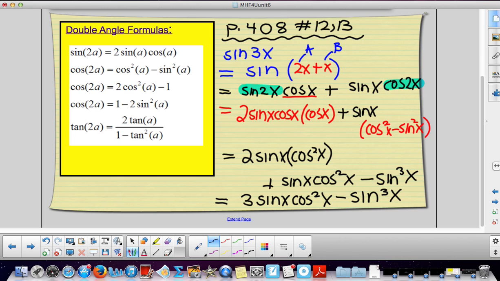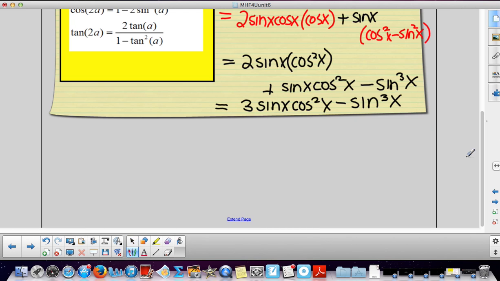Okay. Very similar process when you're trying to figure out what cos 3x is, right? It's going to be a very similar process. What I want to work through with you line by line is to find tan 3x, because that is going to be just a little bit difficult. So please follow along.